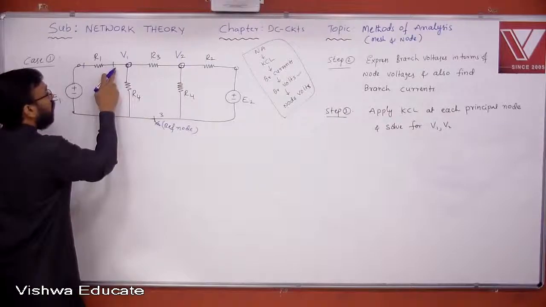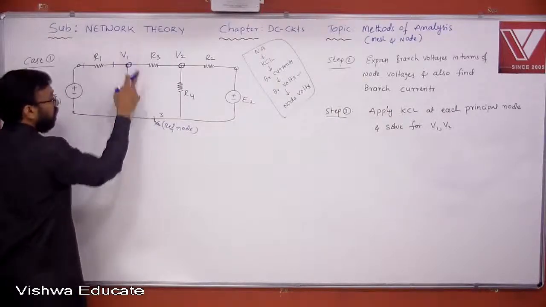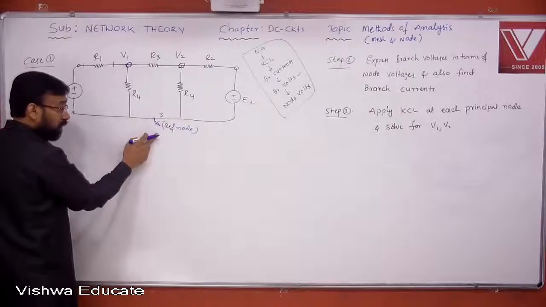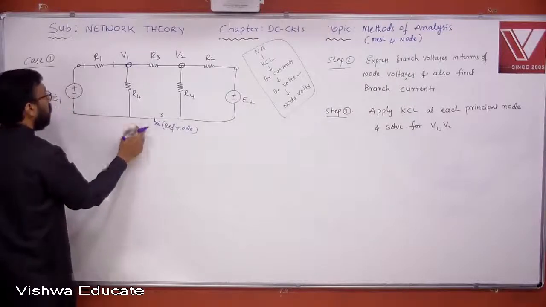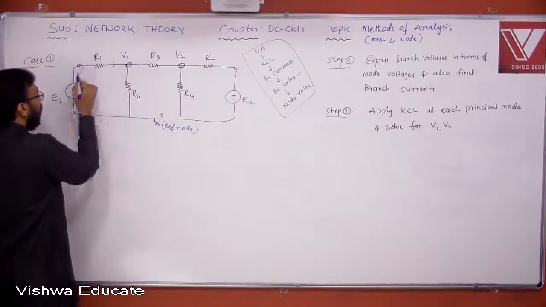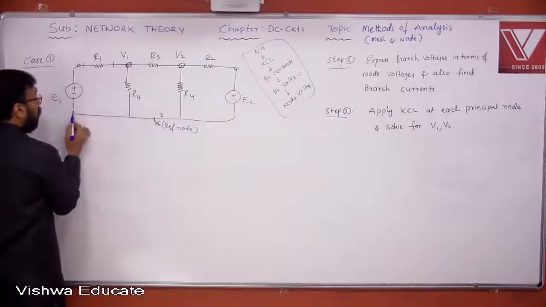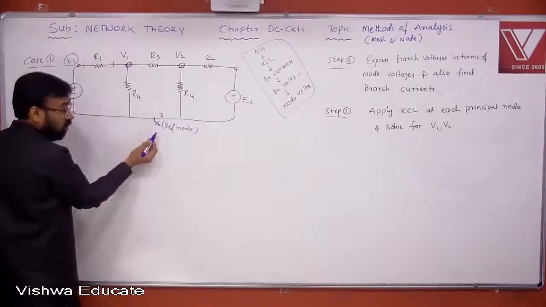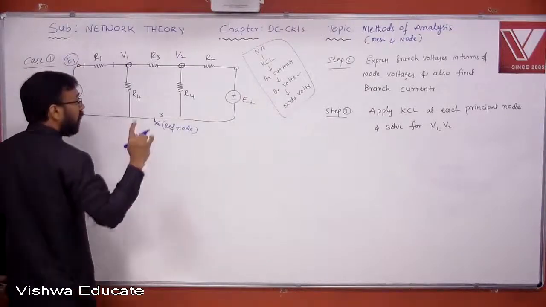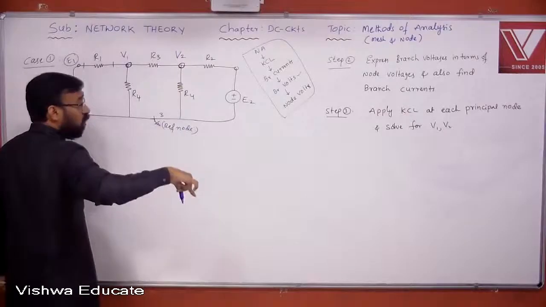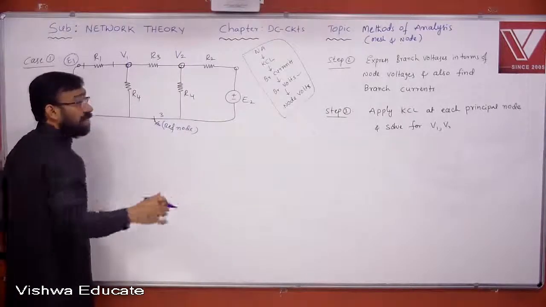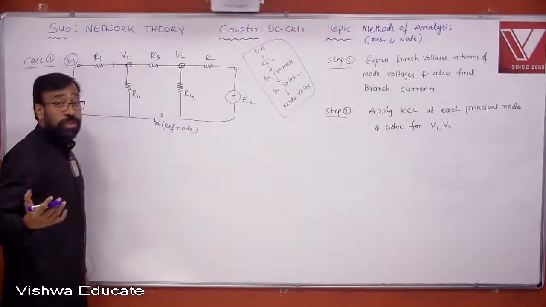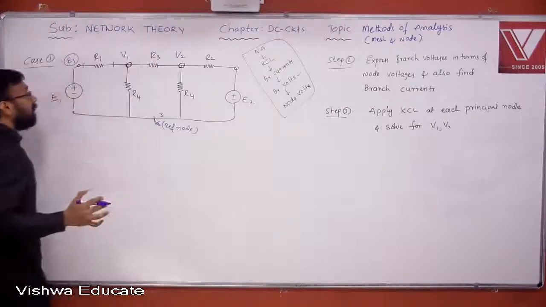Where is this particular terminal operating? At V1 with respect to, always mention with respect to reference node. Where is it operating? E1, because this is 0. If this is 0, this is going to be what? E1. E1 with respect to reference node. Always express the voltage at a particular node with respect to what? Reference node. Otherwise, there is no meaning. There is no point at all. Okay, it doesn't make any sense otherwise.